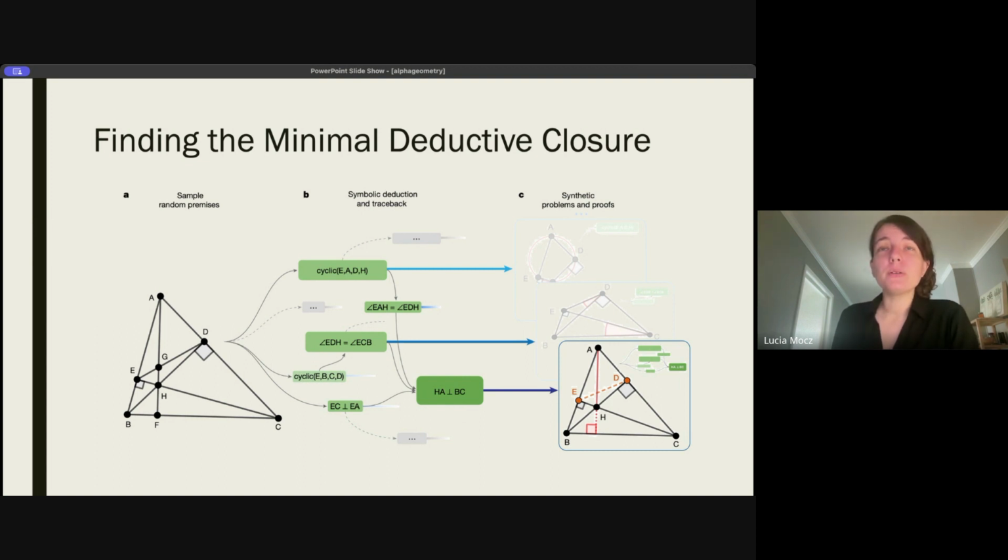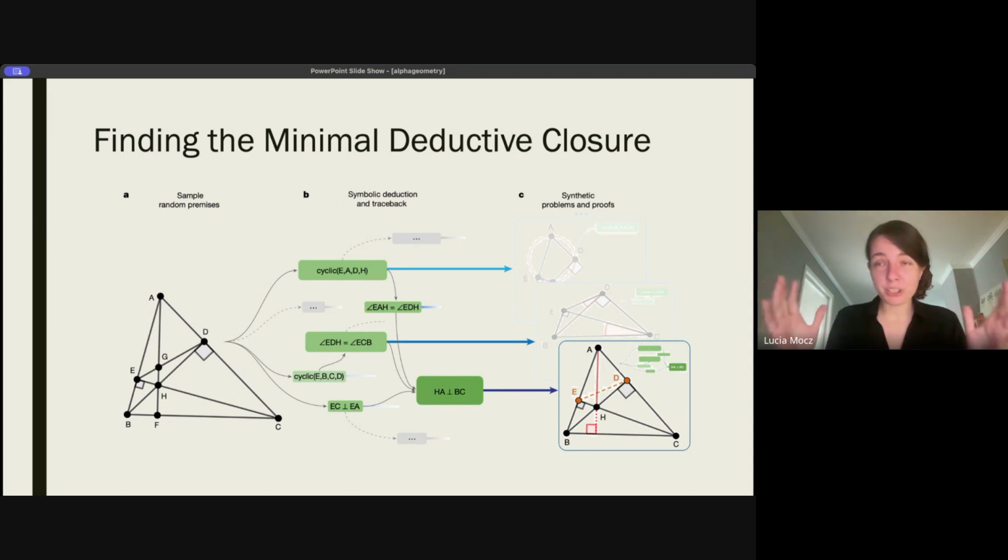Yes, so the gray nodes over here, those depict other proof paths. So those do not end at HA is perpendicular to BC, but yes, those are included as well. Absolutely, those are included inside of the data set as well. They just don't end at HA is perpendicular to BC. Yes, so you take the full deductive closure completely until you get all the terminal conclusions.